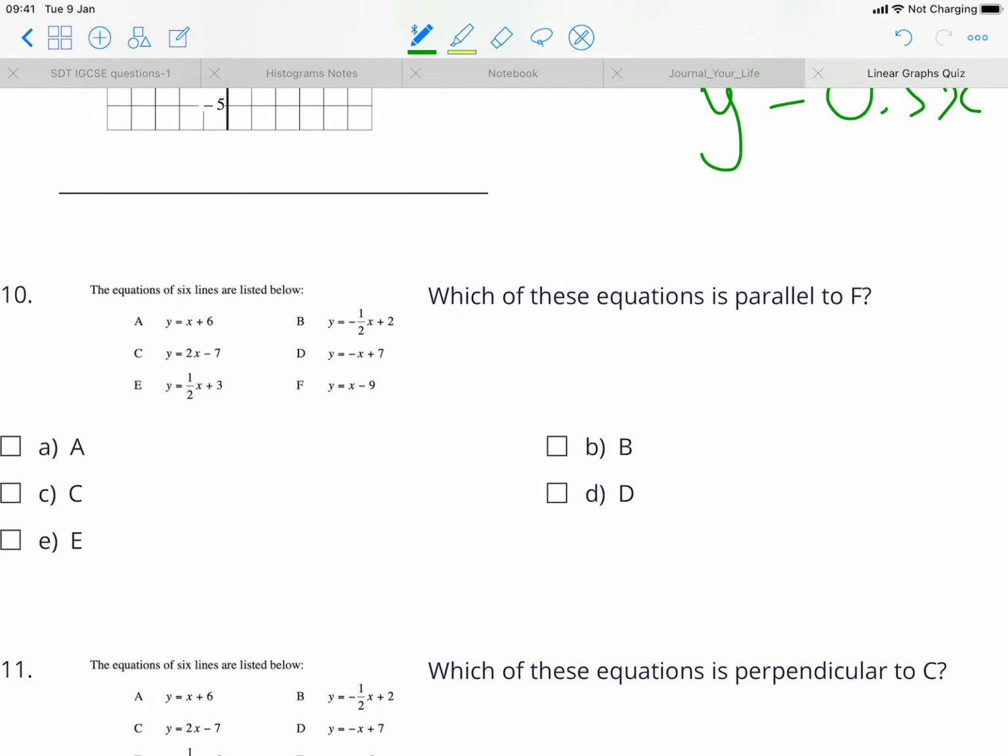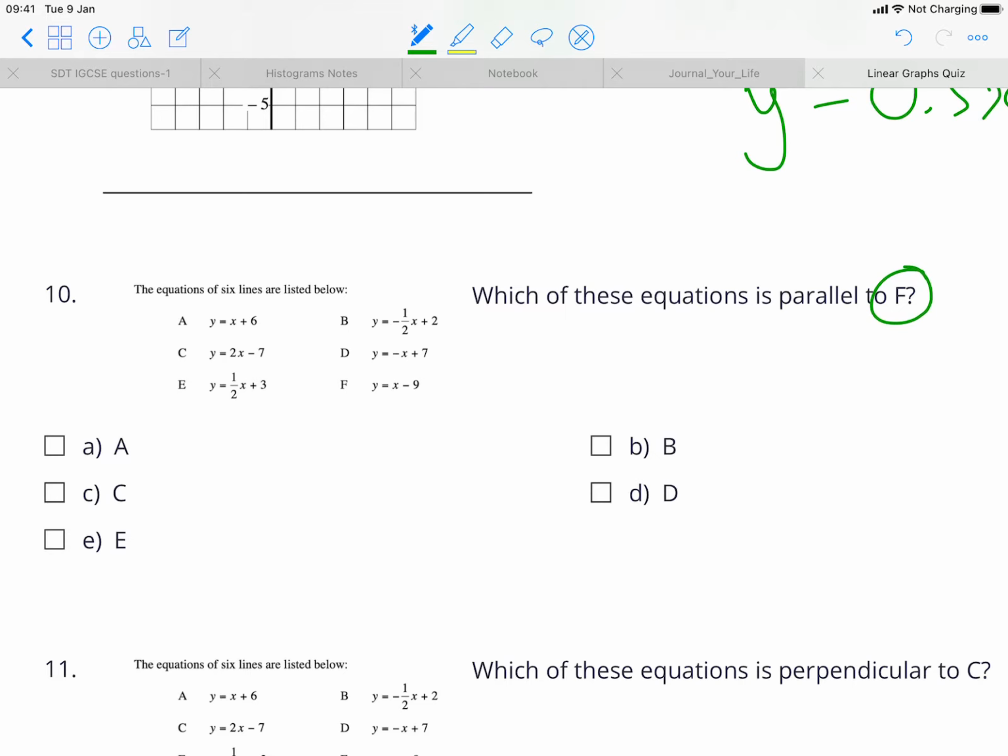Which of these lines is parallel to f? F is this one here. We can see the gradient here is 1. So we're looking for another line with a gradient of 1, which is this one here. That also has a gradient of 1. We're looking for a, because for parallel lines m1 equals m2. The gradients are the same.